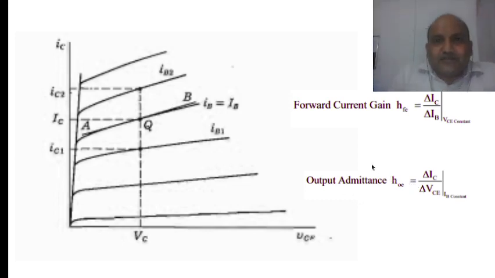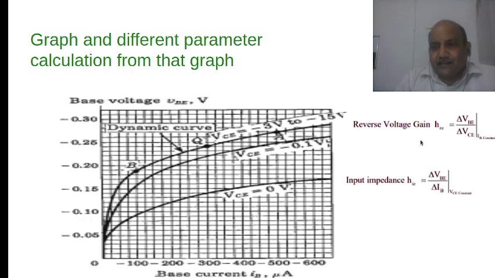This is the reason why you plot the graph. The objective of plotting the graph is to calculate the hybrid parameters of your transistor. Whatever values you get from here and here, you can compare with the values at the same operating point which are given by your supplier or manufacturer.